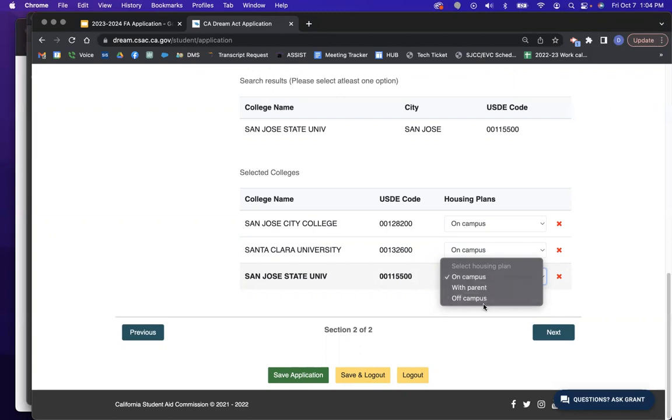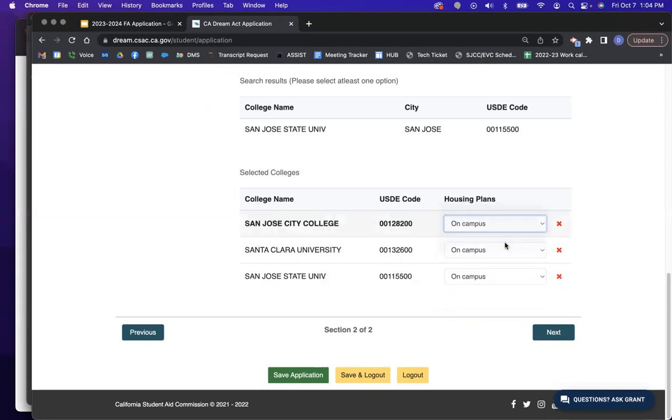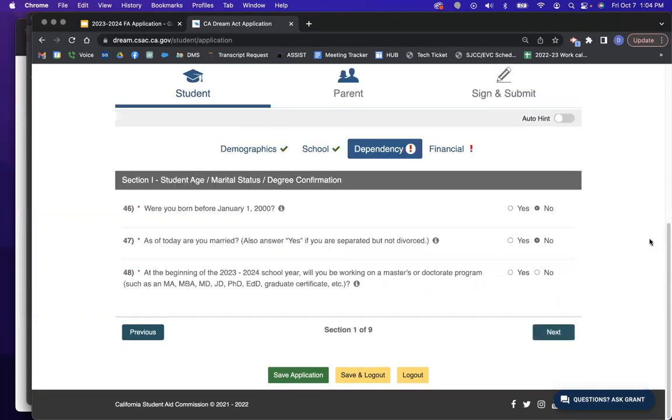But if you put off campus and then change your mind, it's a little bit more tricky to then be considered for financial aid. So if it's even in the slightest of your thoughts to live on campus, just put it on campus. Obviously, community colleges don't have on-campus options, so you would put either off-campus or with parent, depending on what your plan is.